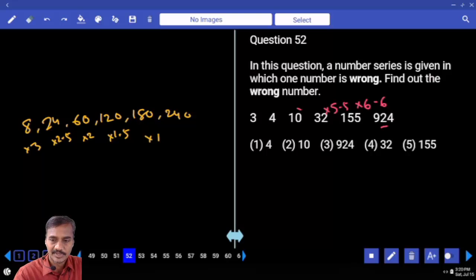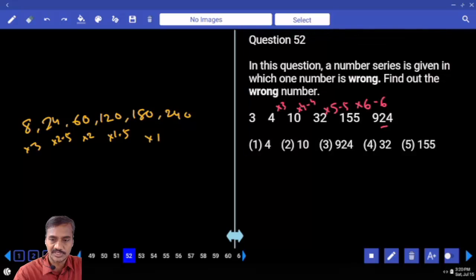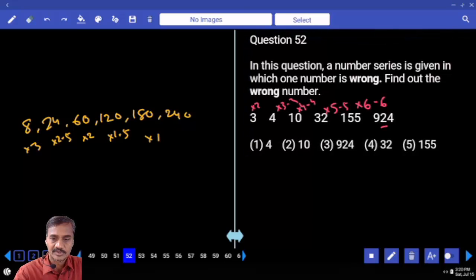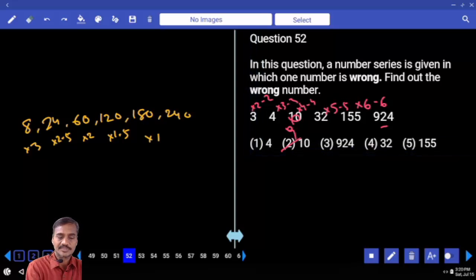Next, what should come? Into 4 minus 4, into 3 minus 3, into 2 minus 2. Now 3 into 2 is 6, minus 2 is 4. 4 into 3 is 12, minus 3, what should come? 9. 9 into 4 minus 4 is 30. Clear? What is the wrong number here? 10. That is choice 2, question number 50.